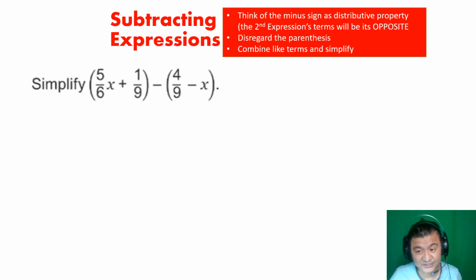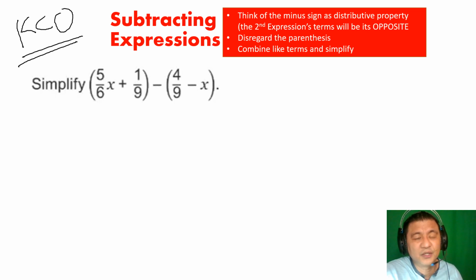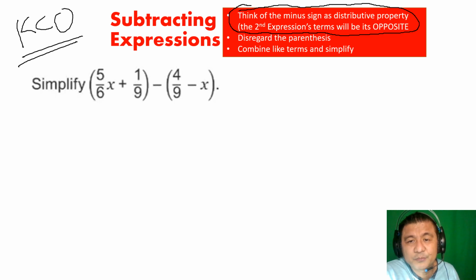Now we move on to subtraction. Subtraction is different from addition because remember the rule: keep, change, opposite. Think of the minus sign as the distributive property. The second expression's terms will be its opposite. What do you mean by that? If you see a negative outside the parentheses, think of it as a negative 1 outside. It's like a number outside the parentheses, it will multiply distributively to the inner terms.